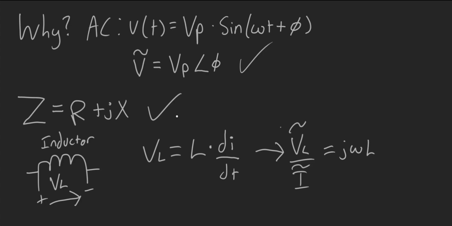If you're wondering how that happened, I used this property. The derivative of something, let's use z(t) as an example here, that can be converted to j omega z phasor. So I did that to the current basically and divided both sides by the phasor current to obtain an equivalent formula for the impedance of the inductor. And that covers a few examples there as to why it's important. So let's now put theory into practice and solve some problems.